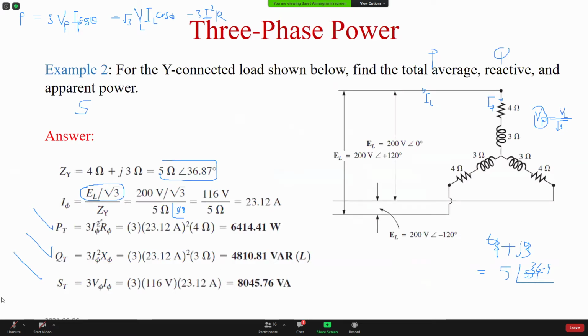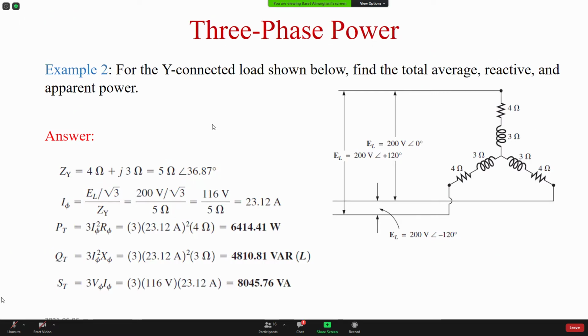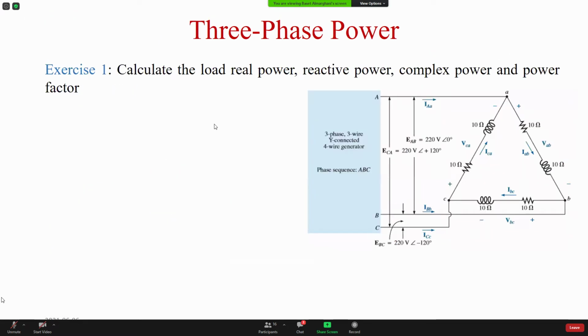Once you find the phase current, which is the phase voltage divided by the phase impedance, you can then multiply it by the resistance, square it multiplied by resistance, you get the real power. You square it, you multiply it by reactance, you get the reactive power. So this is one example here. Here's another one.